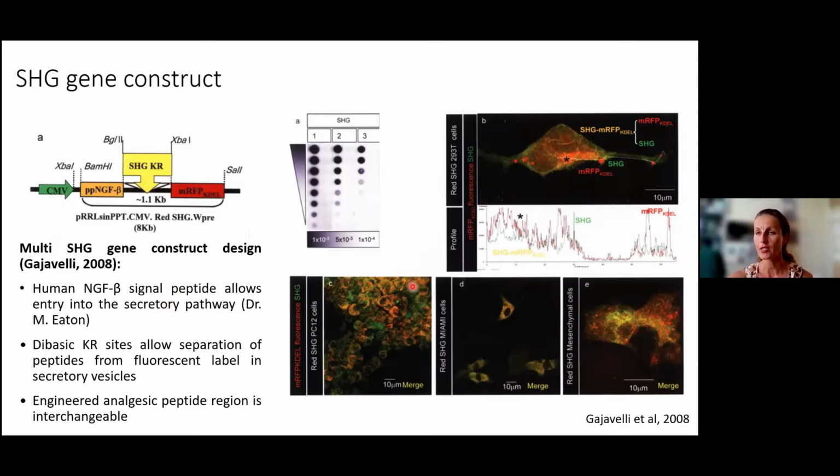The initial studies have been conducted with different kinds of cells, with the HEK cells, PC12 cells, Miami cells, and they have been able to detect the release of certain histoglandin from those cells. So we use this construct. We generate a construct that encodes one copy of serine histoglandin or six copies of serine histoglandin.